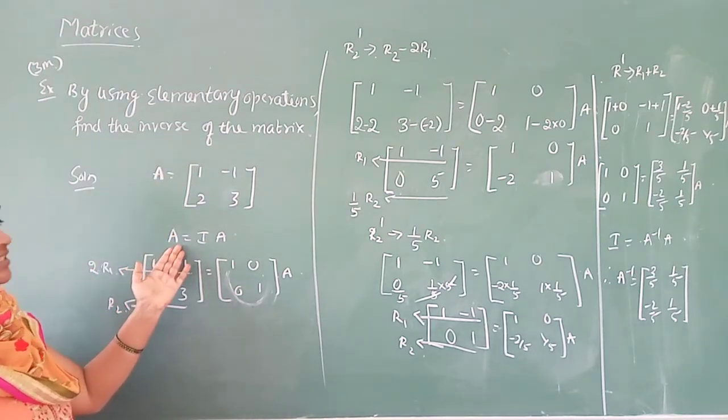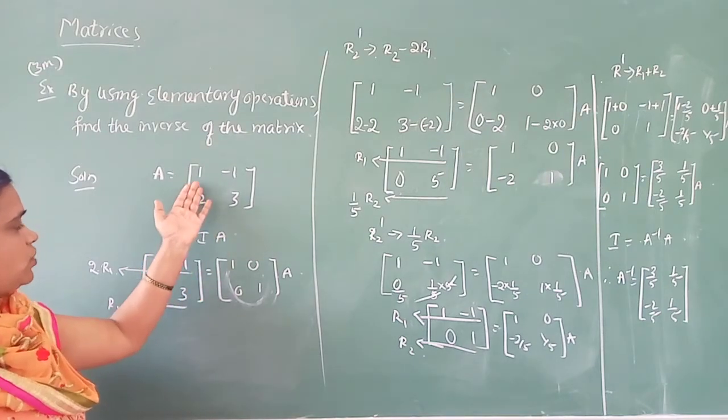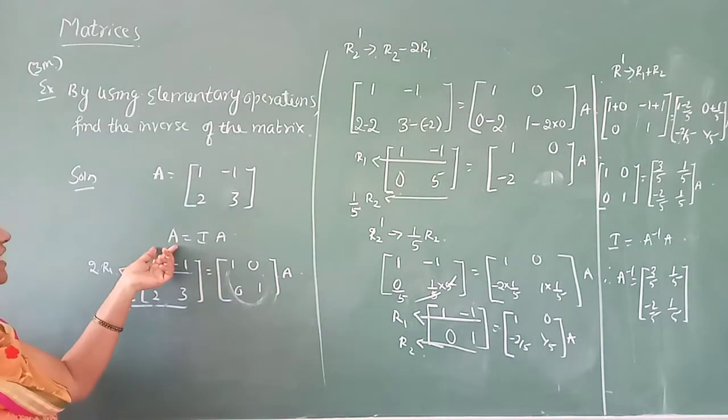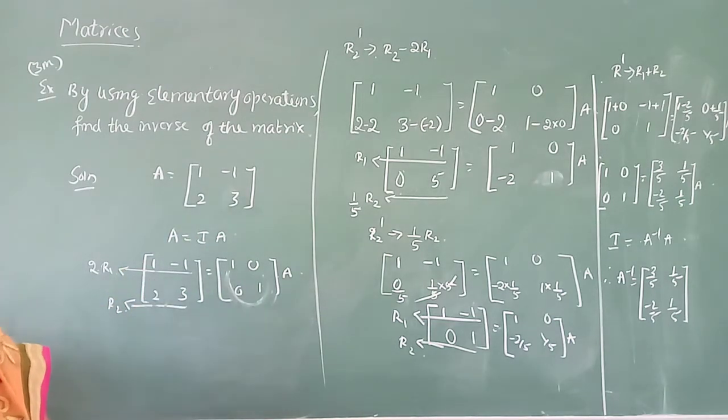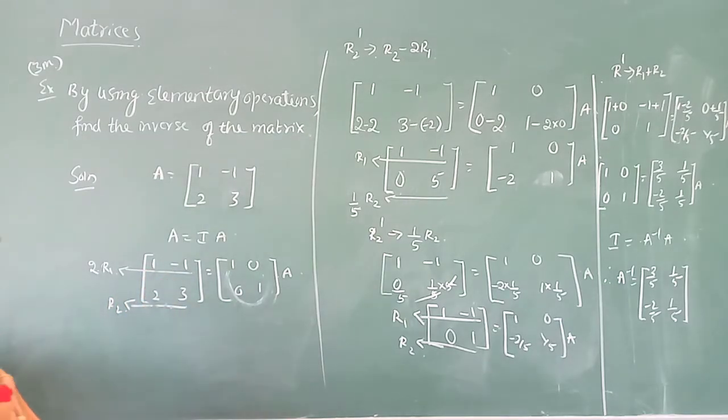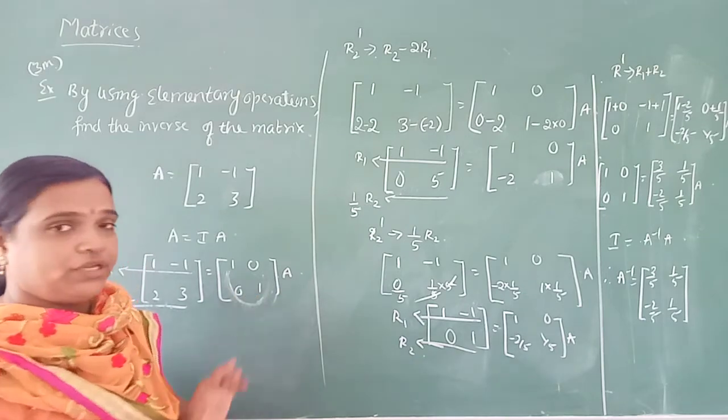Given A is [1 -1; 2 3]. And we know that we consider A is RA. What is given A? [1 -1; 2 3]. We know that the identity matrix [1 0; 0 1] into A.